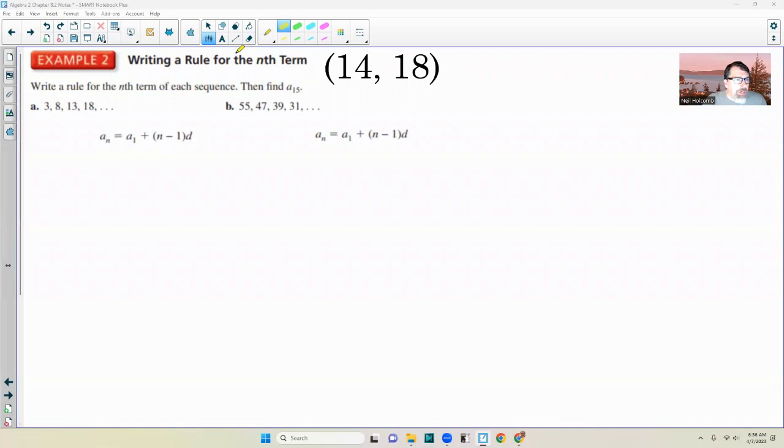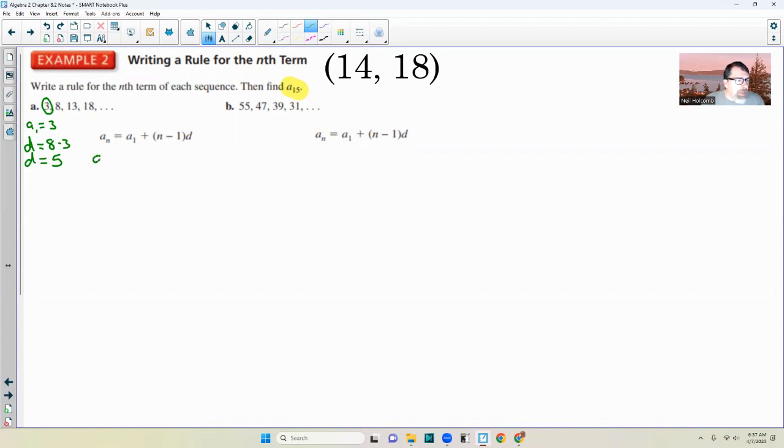Okay, example 2 says write a rule for the nth term. Write a rule for the nth term of each sequence, then find a sub 15. So here's a sub 15. All right, so what are we going to do here? Well, this is my first term, so a sub 1 equals 3. And then I can find d, because d is the difference between 2. So d is 8 minus 3, or d equals 5. So I have a sub 1 is 3 and d equals 5.